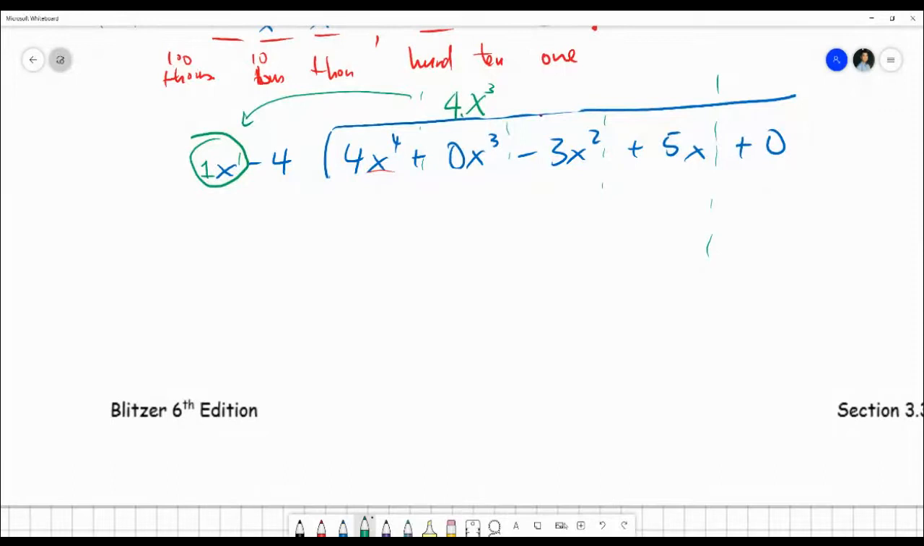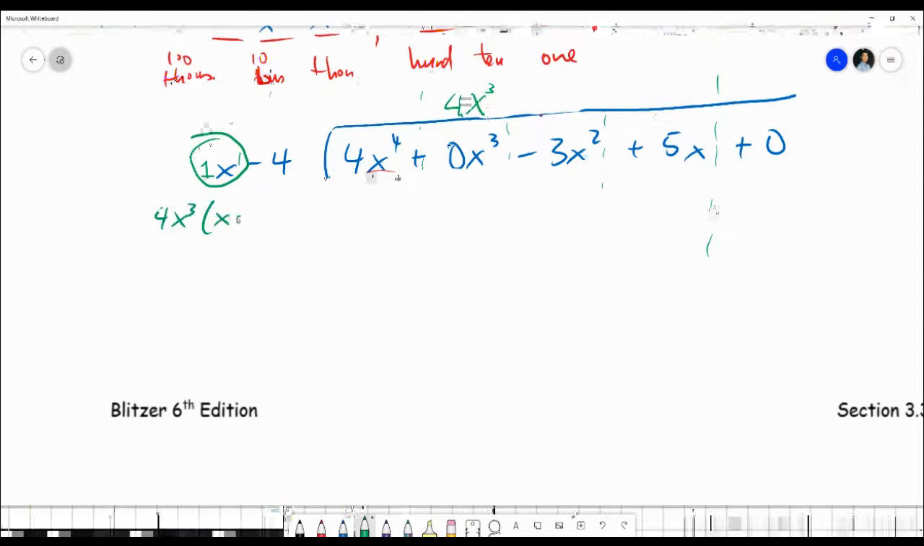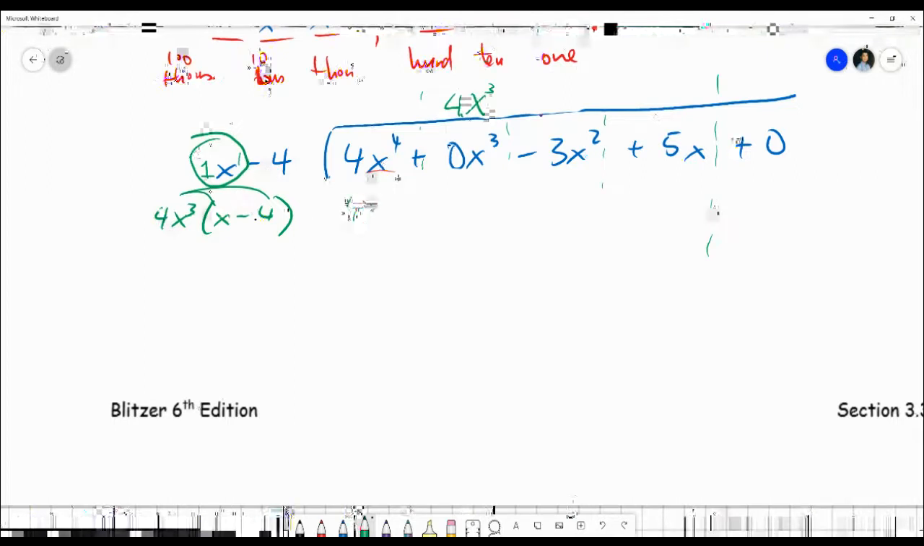And let's look at the coefficient. 1 times what gives you 4? So that's 4. So now we have our quotient. We take our quotient and multiply it with our divisor. So we take 4x cubed and multiply with our divisor. Now we need to distribute because there are 2 terms here in the divisor. So we have 4x to the 4th minus 16x cubed.